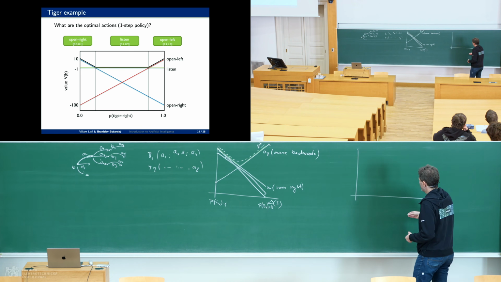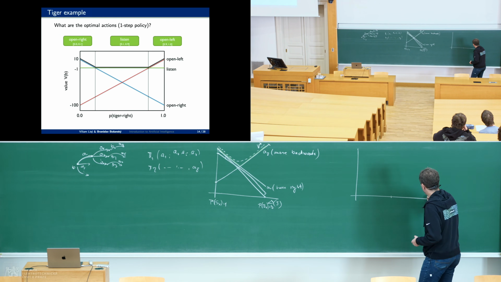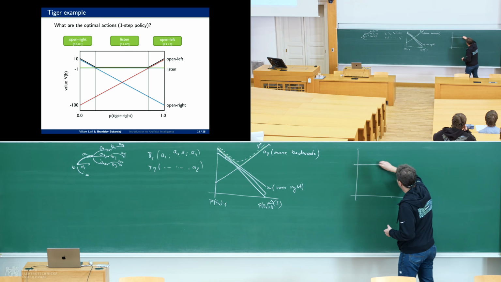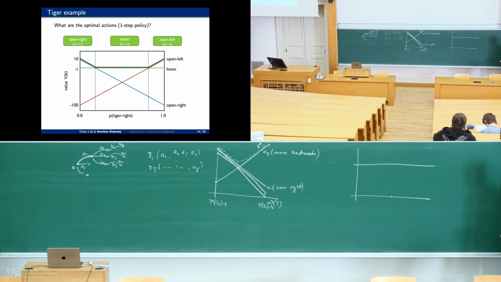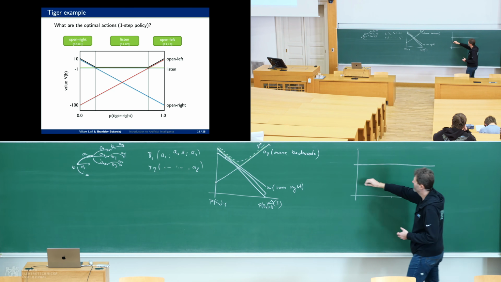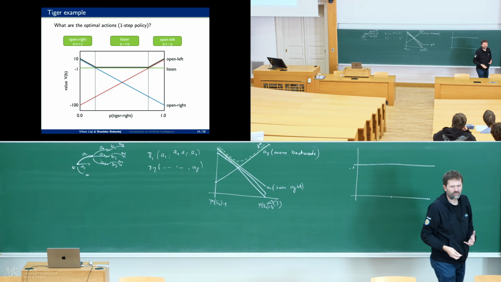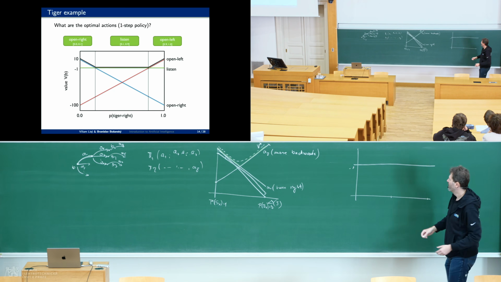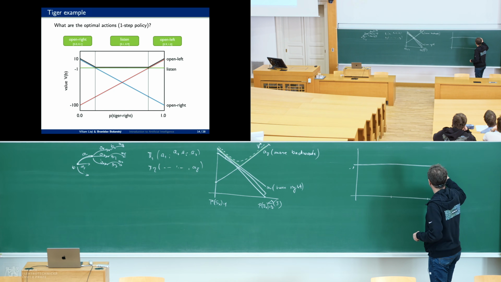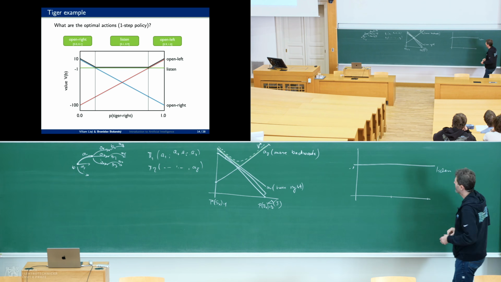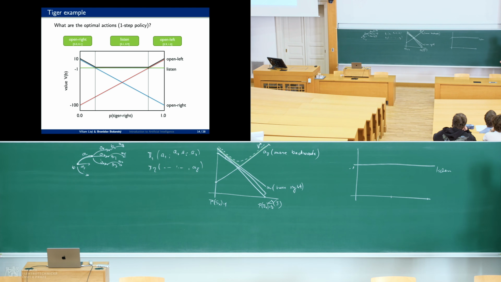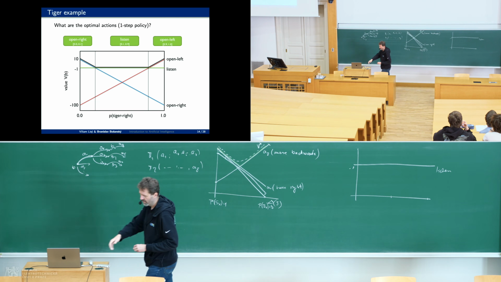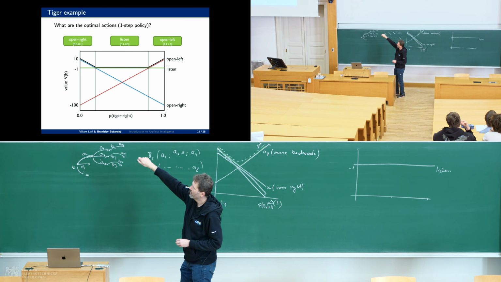So we start with a belief point 50-50, where the expected value for listening is basically -1, right? Regardless of the belief point, the reward for listening is always -1. So it's a constant, right? So we can always listen, and we get -1.